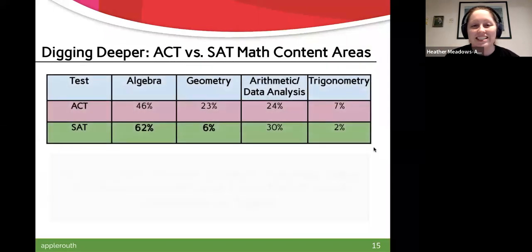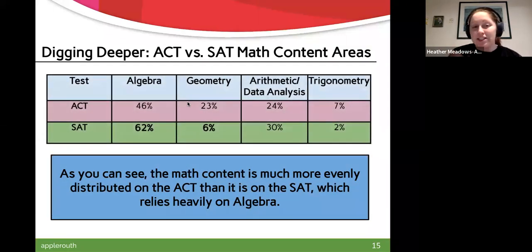So for the content areas, this is the differences between the two tests, right? If you look at the two, the SAT really relies heavily on algebra. And of course they have the others as well, but it's really different from the ACT, right? The ACT, the content is much more evenly distributed. You still have about 46% of the questions that are algebra based, but that is really a lot of the math you learned in high school anyway.